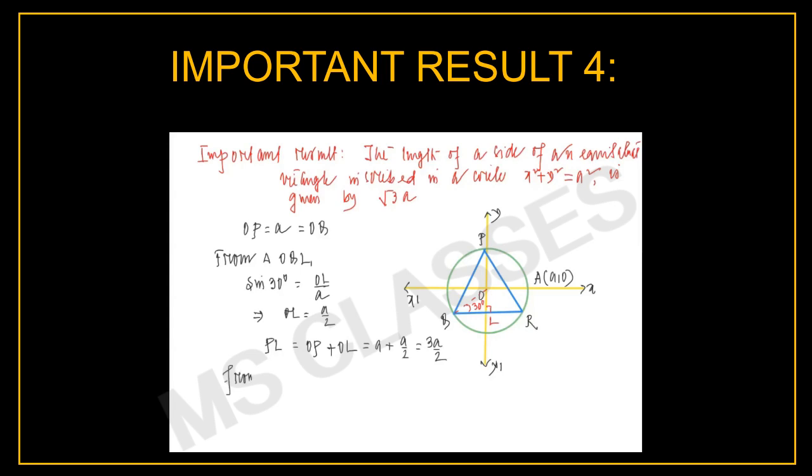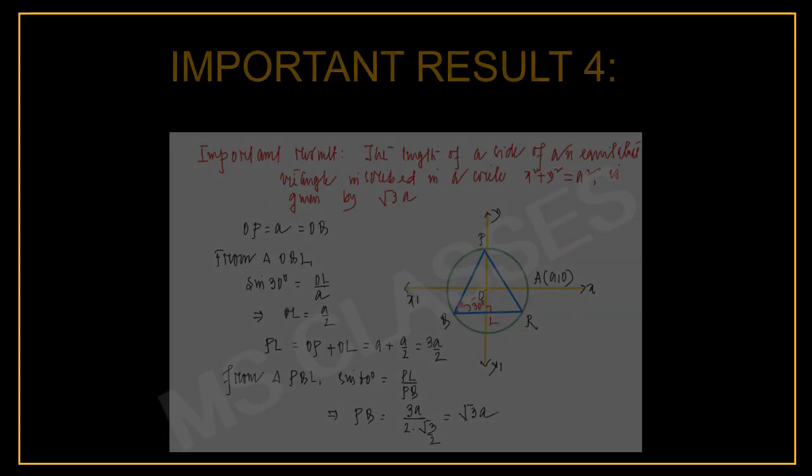From triangle PQL, what we get? We get sine 60 degree equal to PL by PQ. PQ is the length of the side which is actually required here. So that will be PL, and PL we already have as 3a by 2. Now here sine 60 is root 3 by 2. So ultimately it is root 3 a. So that is the length of the side of the equilateral triangle.